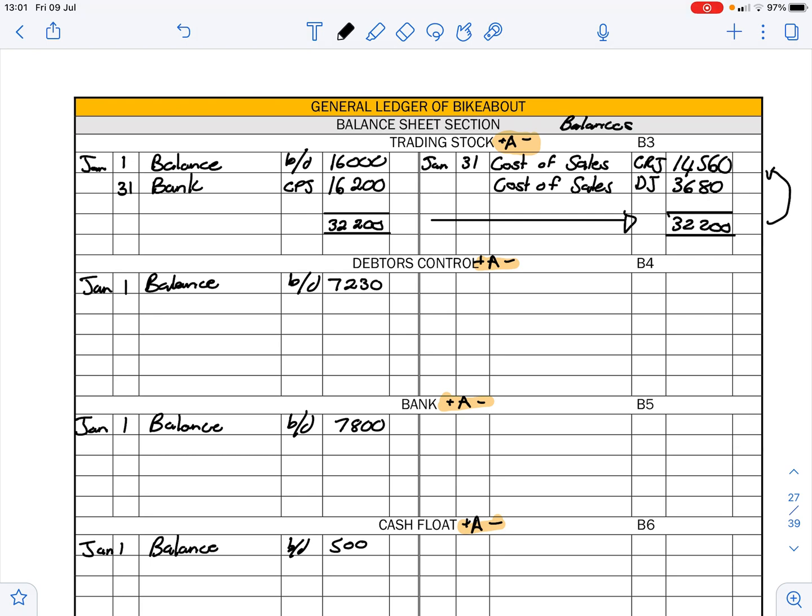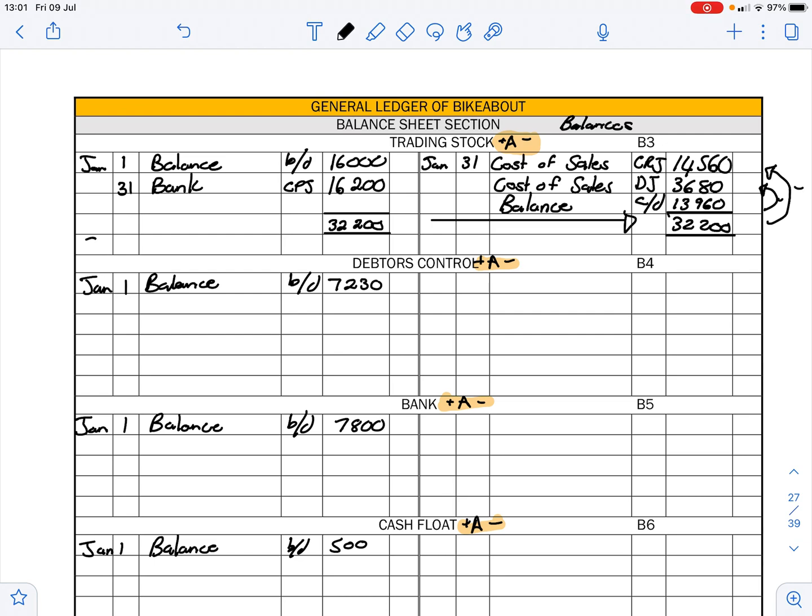And now we need to subtract the amount of stock that we sold for cash and the amount of stock that we sold for credit. If you get your calculators out and you follow with me, you take 32,200, you subtract our cash sales of 14,560, and you subtract our credit sales of 3,680, which means we've got a total of 13,960 Rand worth of stock ready to sell next month. This is therefore then our balance carried down.